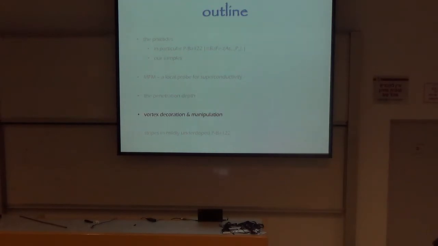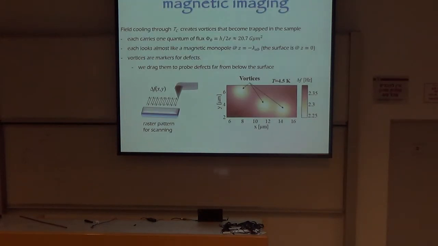The next thing that we did is cool down in finite magnetic field. This is something that we do to locate where defects are. So interestingly, it gives you an indication of the disorder level in your sample. The way we do this kind of measurement is we park the tip at a constant distance from the surface, and then we raster it, keeping the distance constant, so we're getting a cut. And vortices show up as these round blobs. They kind of look like the signal of a magnetic monopole, which is how the electrodynamics works out.